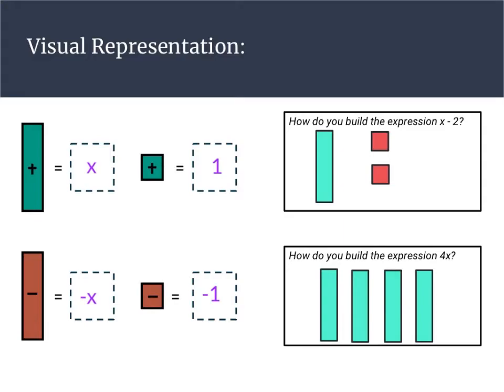So now that I have a better indicator of what these things look like and what they mean, I'm now going to use them to try and solve some equations. So let's go take a look at example A.